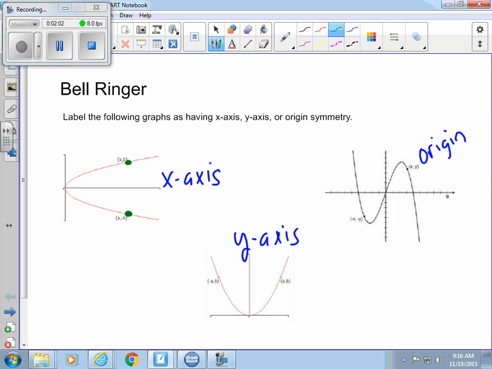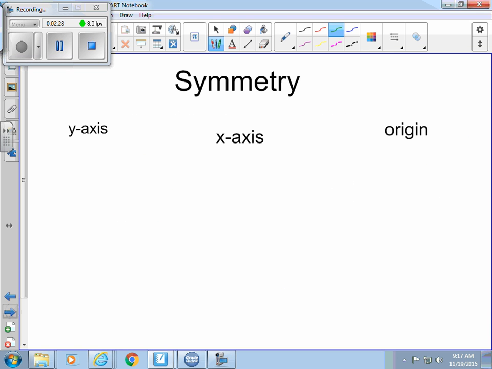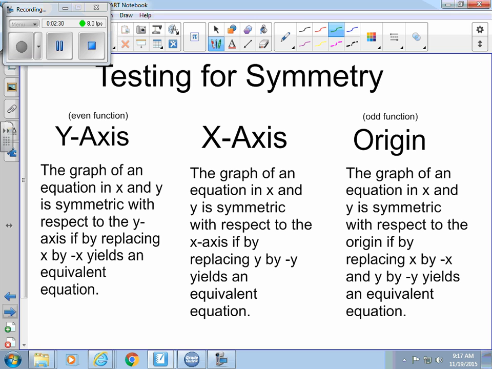On the one with y-axis symmetry, a negative x should give me the same y as a positive x. Everyone agree with that? Yeah. And then on the origin symmetry, a negative x and a negative y plugged in would give me the same result as a positive x, positive y. Everyone agree with that? Yeah. So, this is how you test for symmetry.